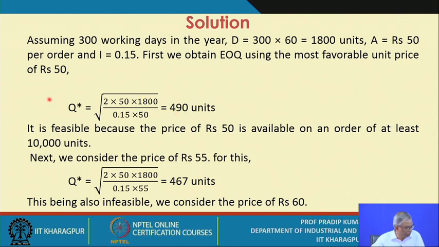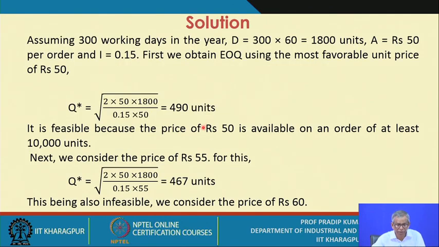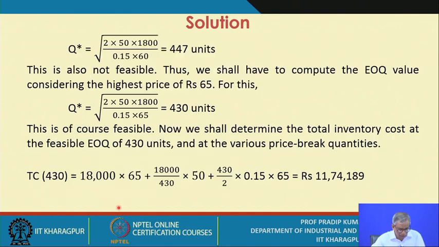490 with rupees 50 you can't get, since rupees 50 applies over 10,000 only. So this is infeasible, and this is also infeasible. The next one, we try with 60. This is also not feasible. Thus we shall have to compute the EOQ value considering the highest price of rupees 65. When you consider the highest price 65, the EOQ becomes 430 units. This is of course feasible.